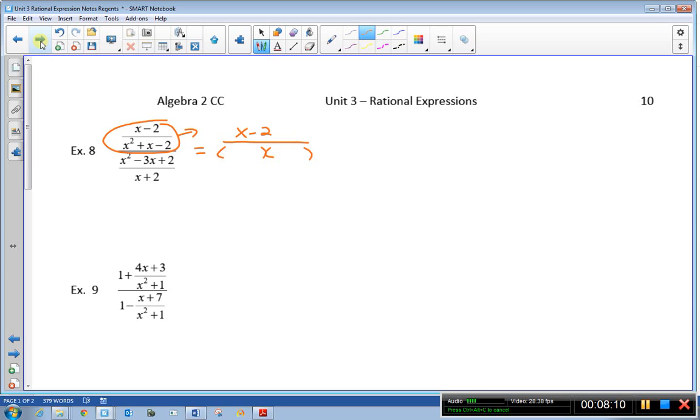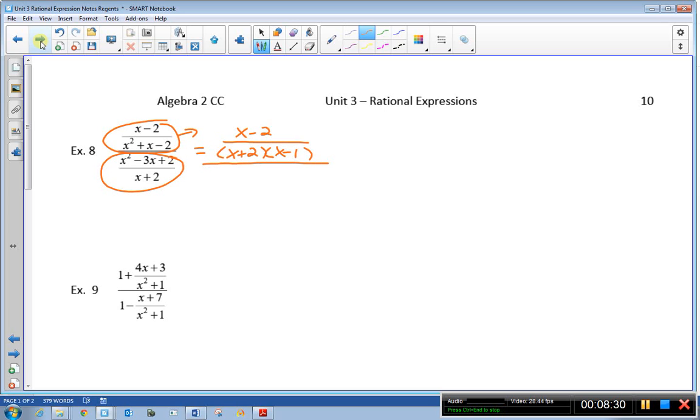I have to go back and do one of the other problems. That's fine. Let's do this one first. So let's see, my factors are x plus 2 and x minus 1. And then I need to simplify that.